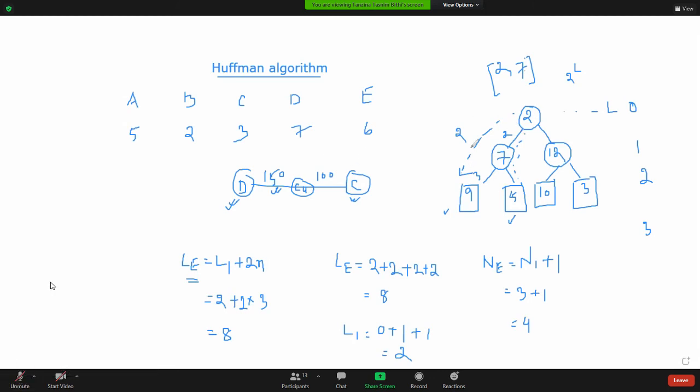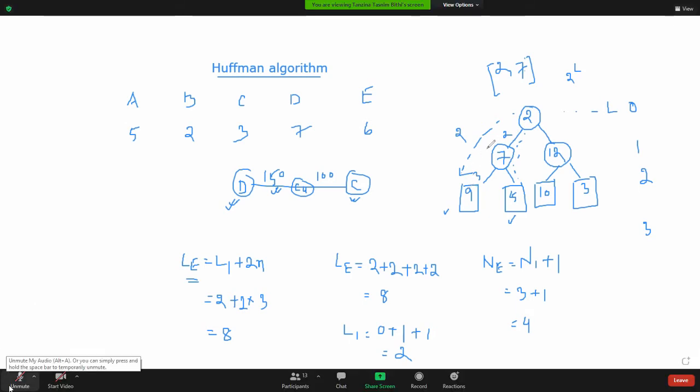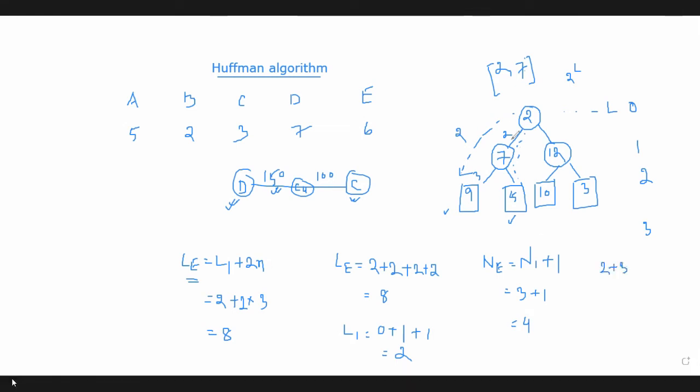Now look at this. Between this source node 2 and the destination node 9, there are 2 edges. The path length is 2, but the weights of these edges are 2 and 3. So now if we add these two weights, 2 plus 3 equals 5. That is the total weight between the source node and the destination node.